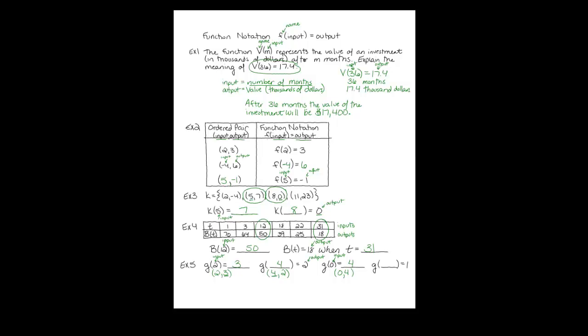Now we have g of what is equal to 1. The 1 is an output value, so we've got the ordered pair (something, 1). We need to find the input value. So on the graph, look on the vertical axis for positive 1. Go over to the graph. The point on the graph is the ordered pair (6, 1). So g of 6 is equal to 1.